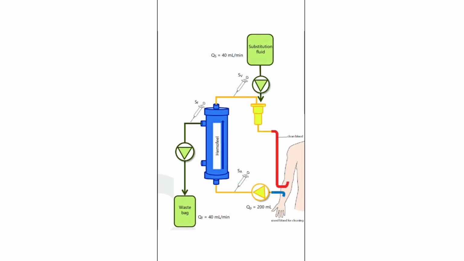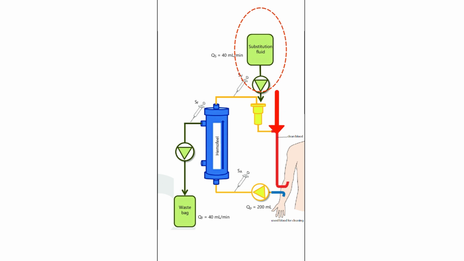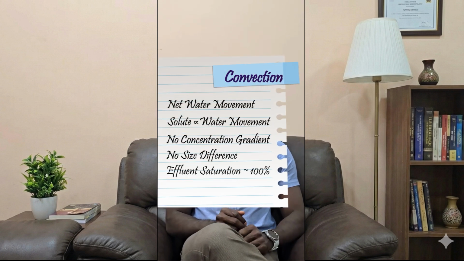But here, not just urea and creatinine, useful ions like sodium and chloride also get filtered. So we replace the convected volume with substitution fluid having electrolytes in physiological concentration. And if you look at the effluent here, it would have the toxins at a concentration almost similar to that present in the blood. So the effluent saturation here is close to 100%.